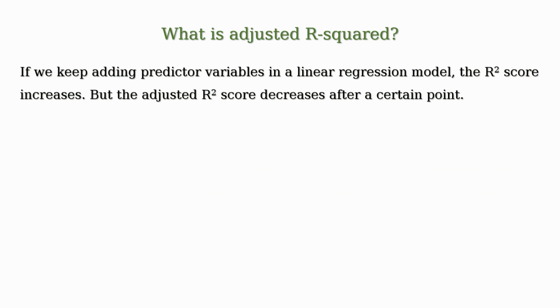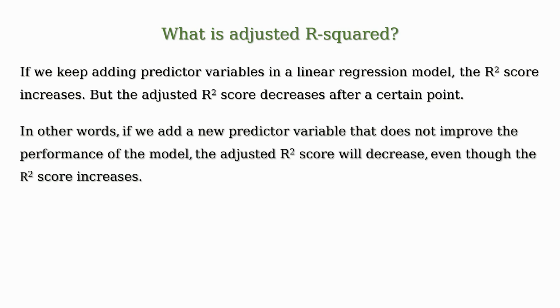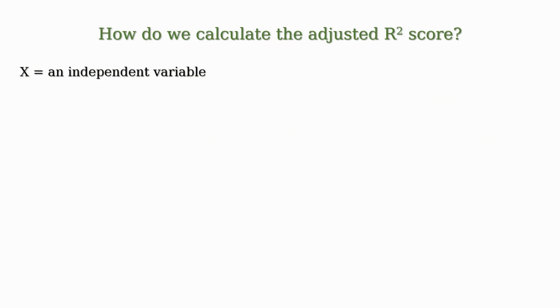If we keep adding predictor variables in a linear regression model, the R-square score increases, but the adjusted R-square score decreases after a certain point. In other words, if we add a new predictor variable that does not improve the performance of the model, the adjusted R-square score will decrease, even though the R-square score increases. So, how do we calculate the adjusted R-square score?